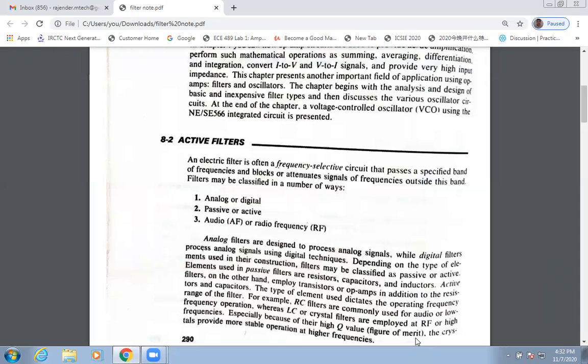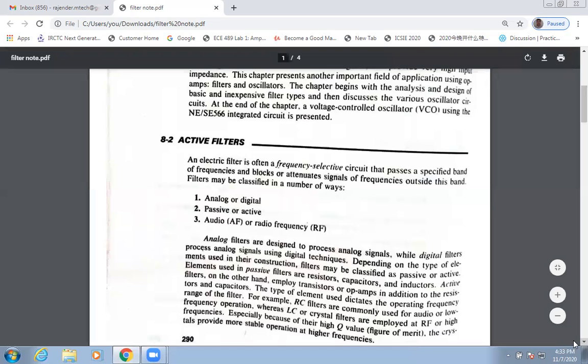So we can say the active filters which are designed using op-amp along with resistors and capacitors are broadly used in audio frequency or low frequency operations, whereas filters with a high value of Q are used at higher frequencies because they provide more stable operation, or they provide stability at higher frequencies.